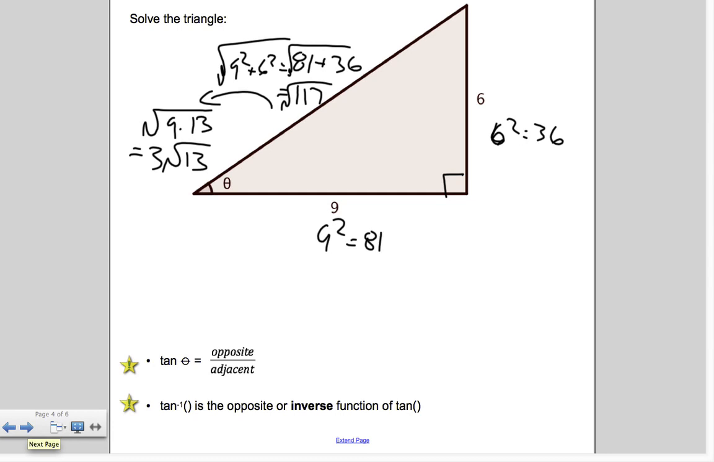So don't forget to simplify your radicals. We always have to, else you lose technical marks. And I know how much we hate to lose technical marks.